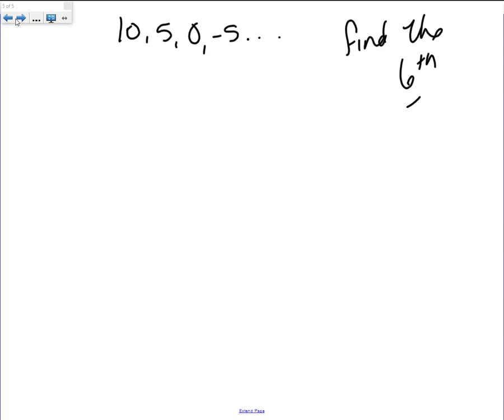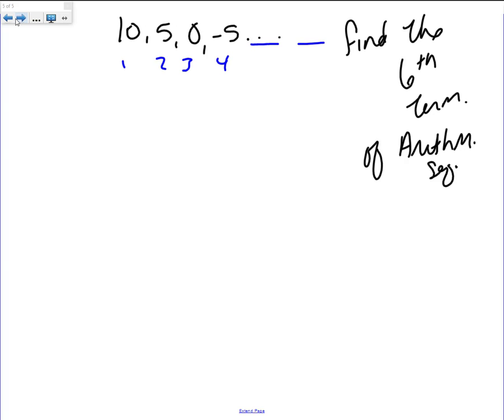All right, I've got 10, 5, 0, negative 5, dot, dot, dot. This problem says find the 6th term of the arithmetic sequence. So it tells you what kind of sequence. Find the 6th term of the arithmetic sequence. All right, so this is 1, 2, 3, 4, so I need 5. I actually need 6 as my final answer, but I need to have the 6th term.